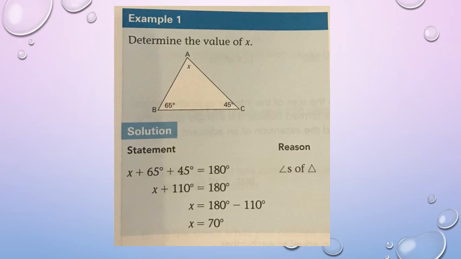Okay, how do you set up your statement? X plus 65 plus 45 is equal to 180. The reason there: angles of a triangle or interior angles of a triangle. And then you throw over the whole numbers and you find X is 70.